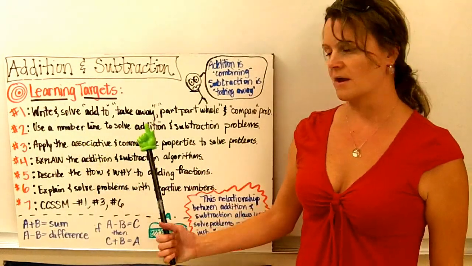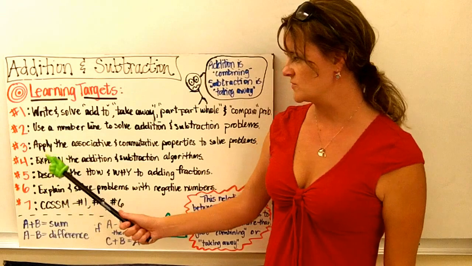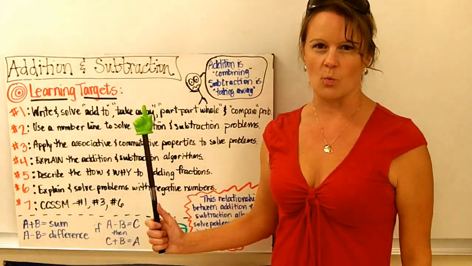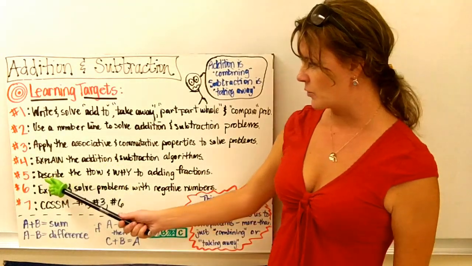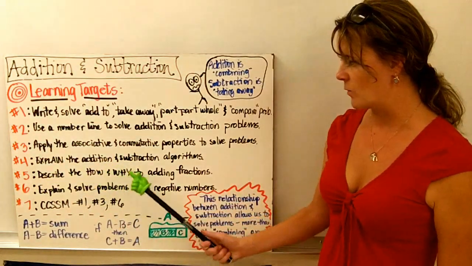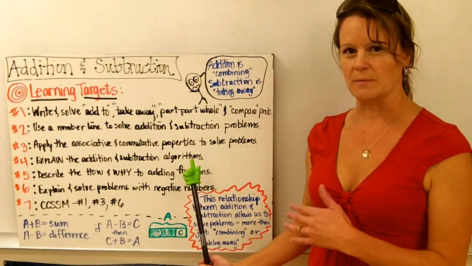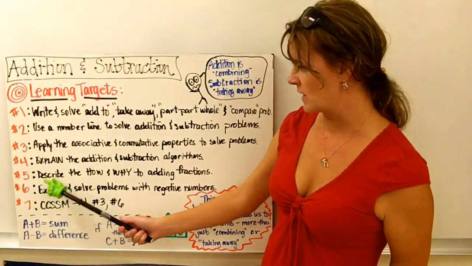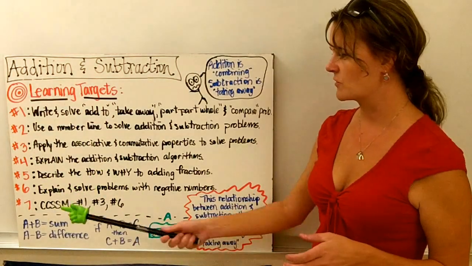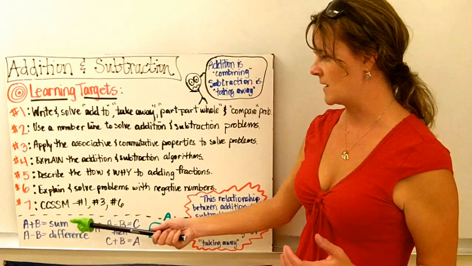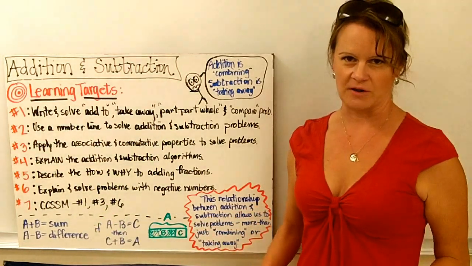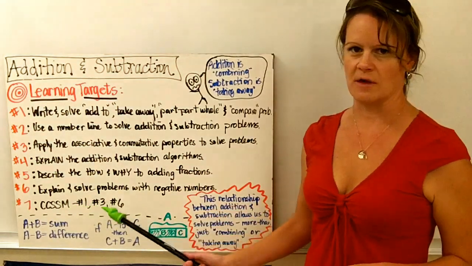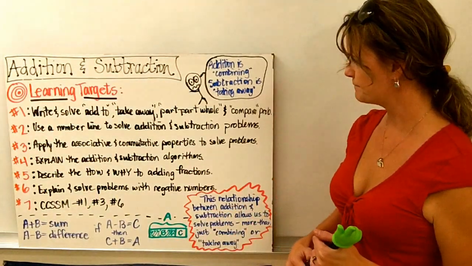We're going to apply the associative and commutative properties to solve problems. We're going to explain the addition and subtraction algorithms, and of course we're going to really focus on the explanation. Why do those algorithms work? We're going to talk and describe the how and why to adding fractions. We're going to really build on what we've talked about already about adding fractions. We're going to explain and solve problems with negative numbers, and of course we're going to focus on applying precision, making sense of problems, persevering in solving them, and justifying our reasoning, which are our Common Core standards practices that we're going to focus on.